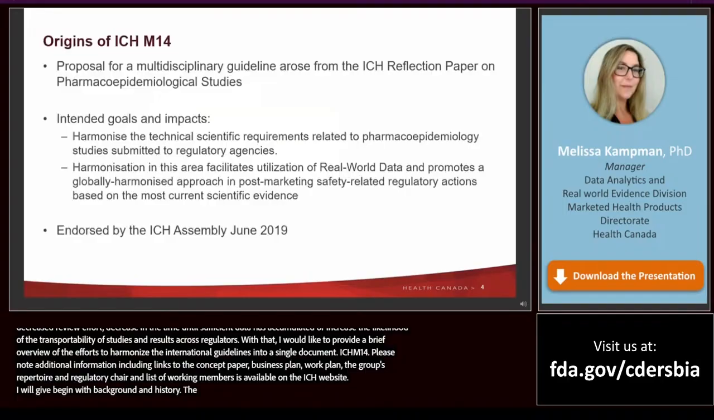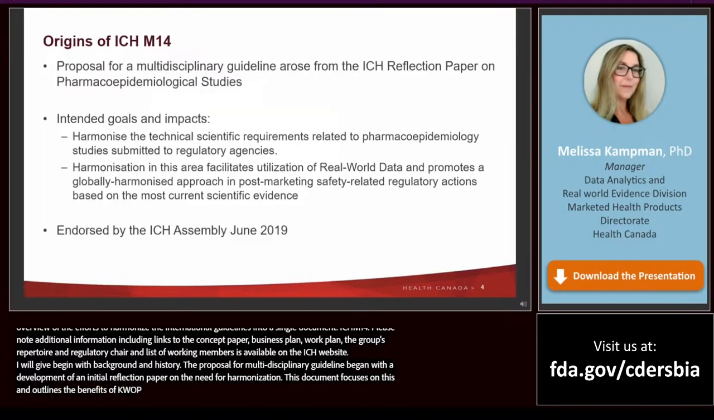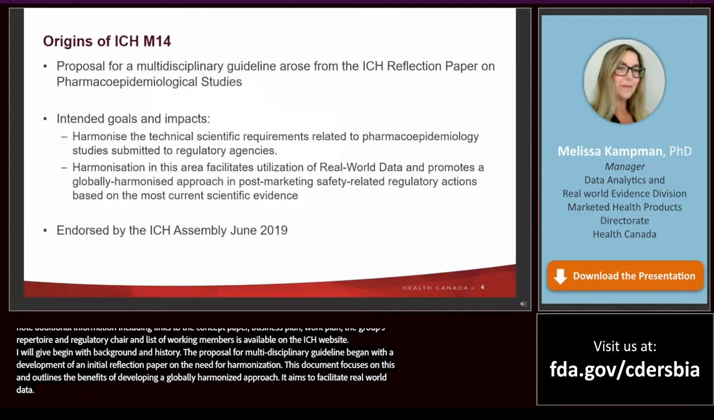The proposal for a multidisciplinary guideline began with the development of an initial reflection paper on the need for harmonization. So this document focused on the technical requirements for studies, and it also outlined the benefits of developing a globally harmonized approach. It aimed to help facilitate use of real-world data in developing evidence for post-marketing safety regulatory work, and this document was endorsed by the ICH Assembly in June of 2019.